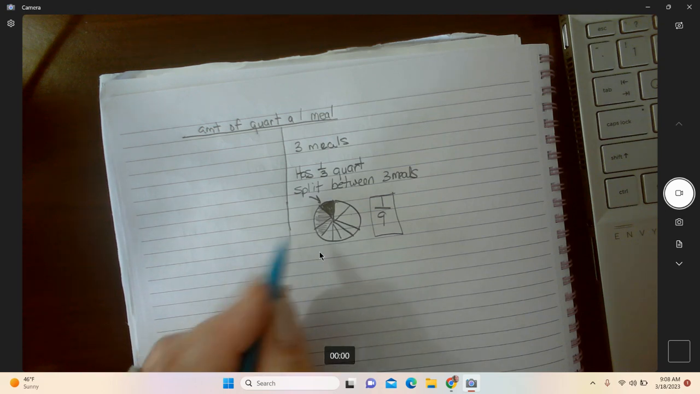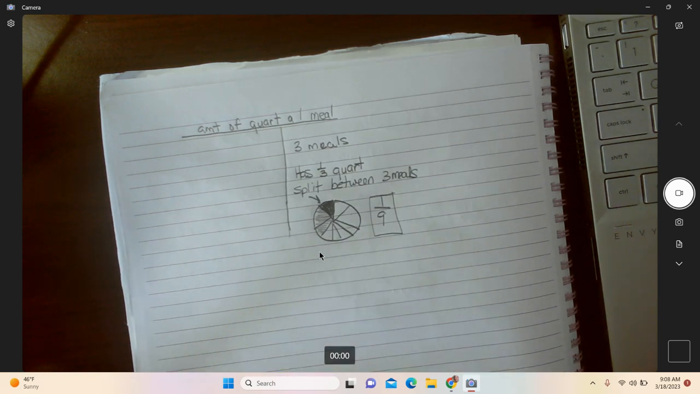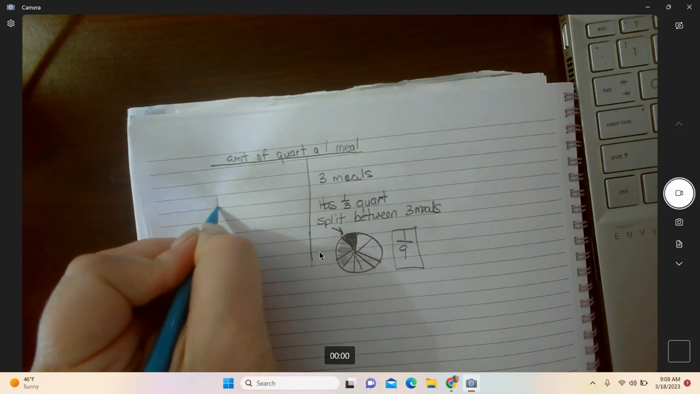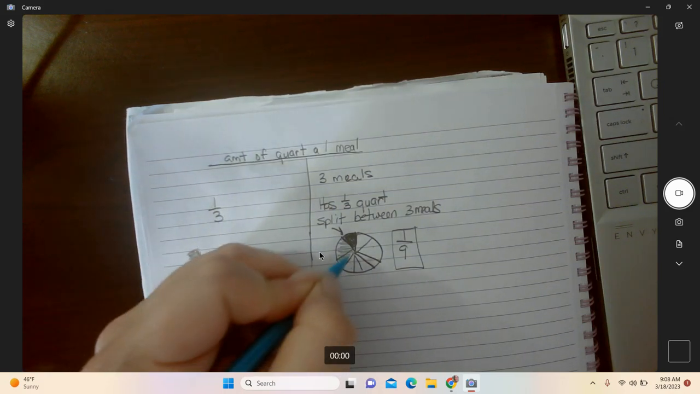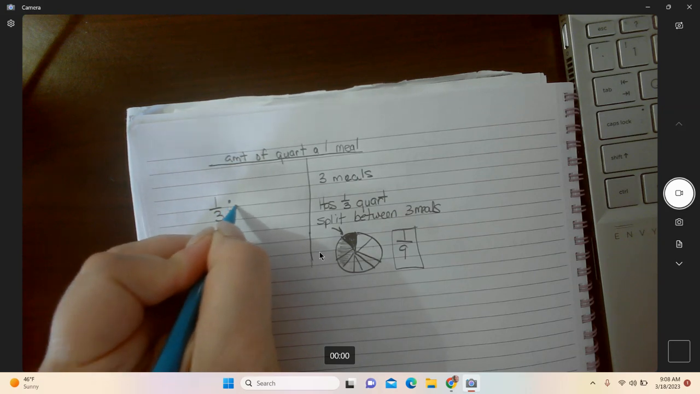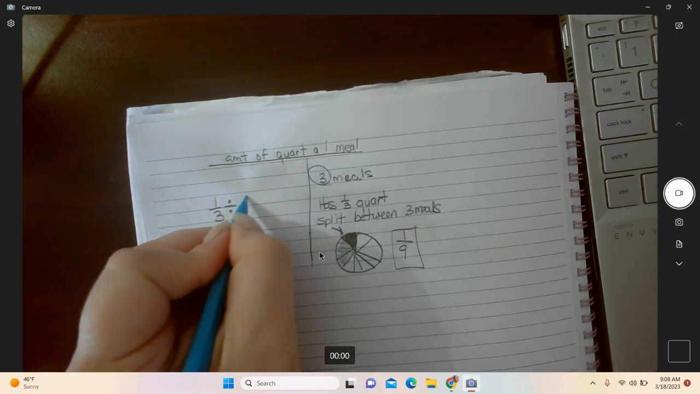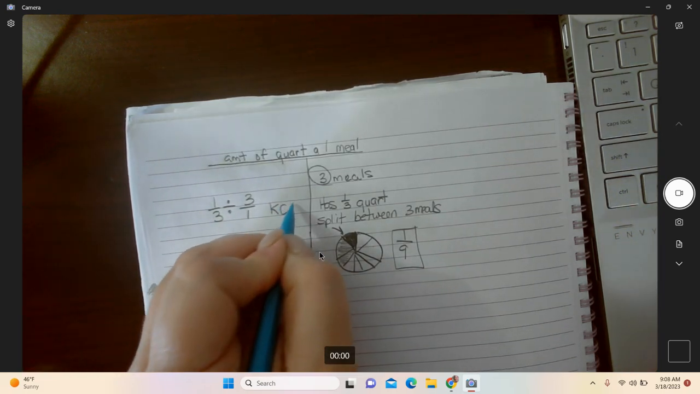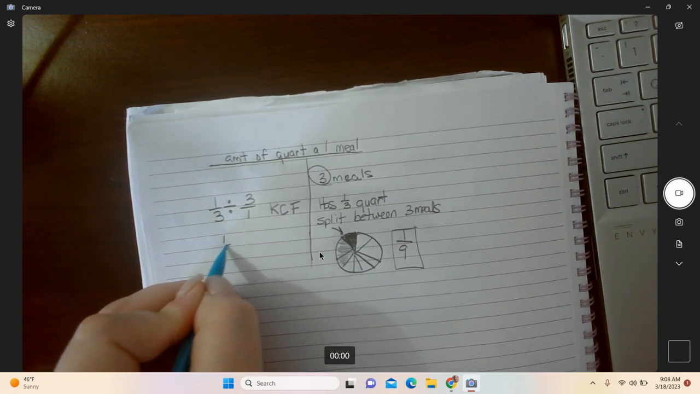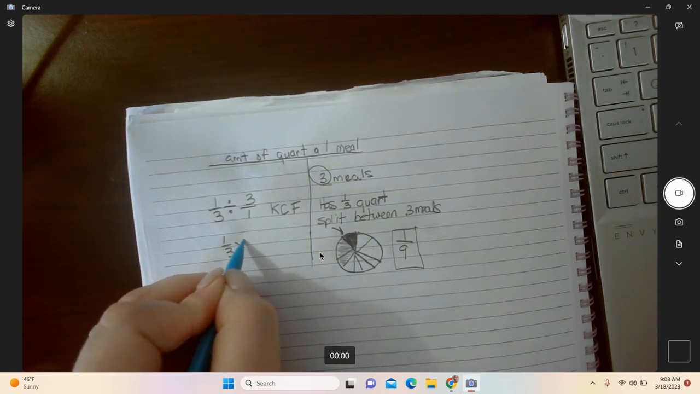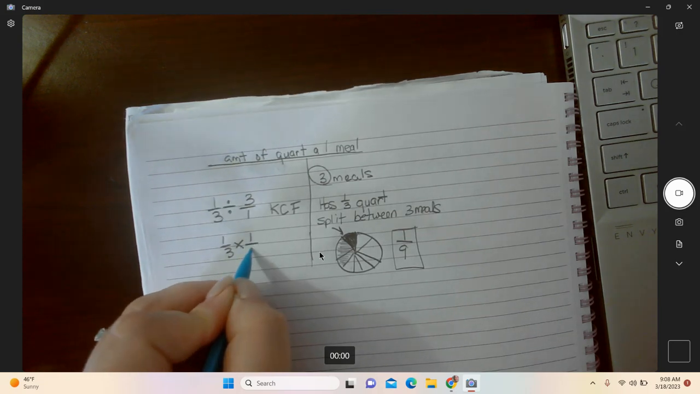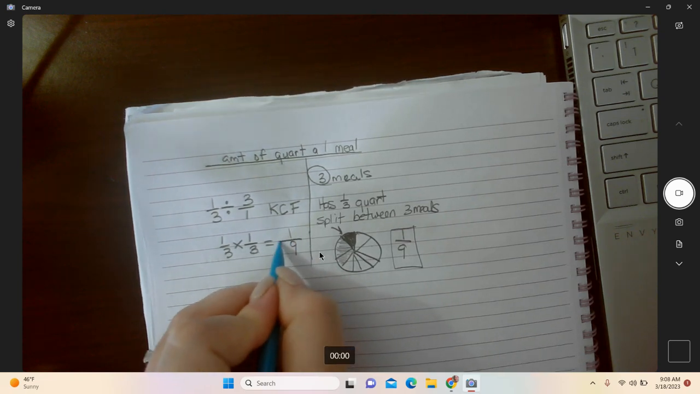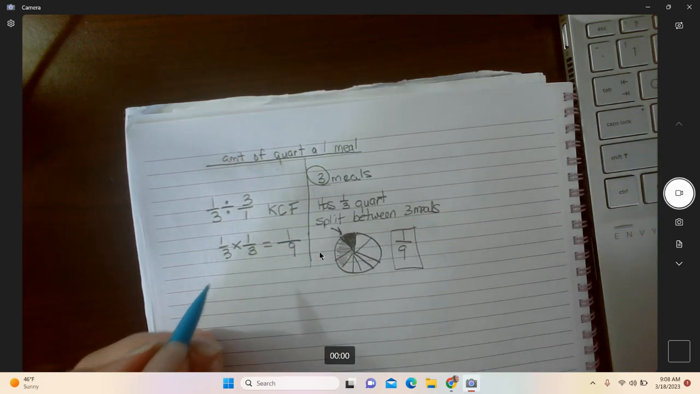Now remember, this does look very much to me like we're dividing. So let's go over and do the dividing and see if that really does work. All right, so she has 1/3 of a quart of juice and it split it up. So we're going to divide it between 3 meals. And remember, when we're dividing, we keep, we change, we flip. Keep the 1/3, change the division into times, and flip. And then just multiply across. 1/9. And we get the exact same answer. So this literally was a division problem.